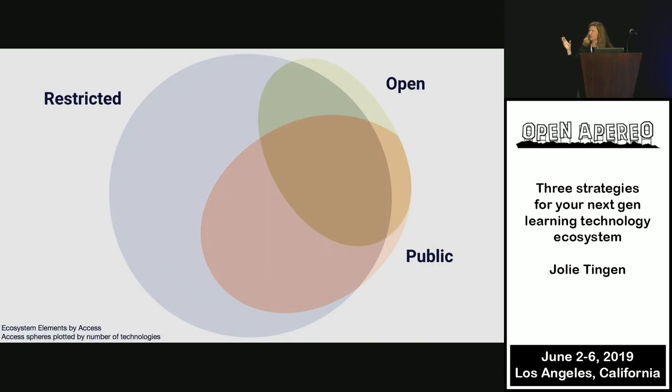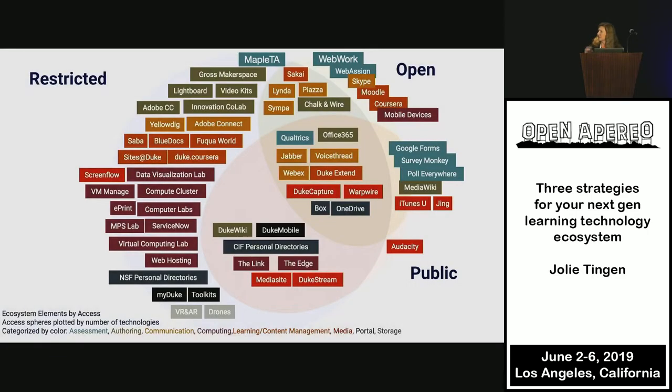So my colleague actually generated this diagram as well, thinking about how many technologies were in each sphere. And let me just go on to the next slide, because this maps the technologies to those different spheres of access, the restricted, the open, the public. And you'll see there's an interesting overlap here, with where Qualtrics and Office 365 live, and all the things under the restricted. So it's interesting to take a look at this and think about how that kind of access limits faculty's choices, and how many tools faculty actually end up becoming comfortable with, and how they access those.